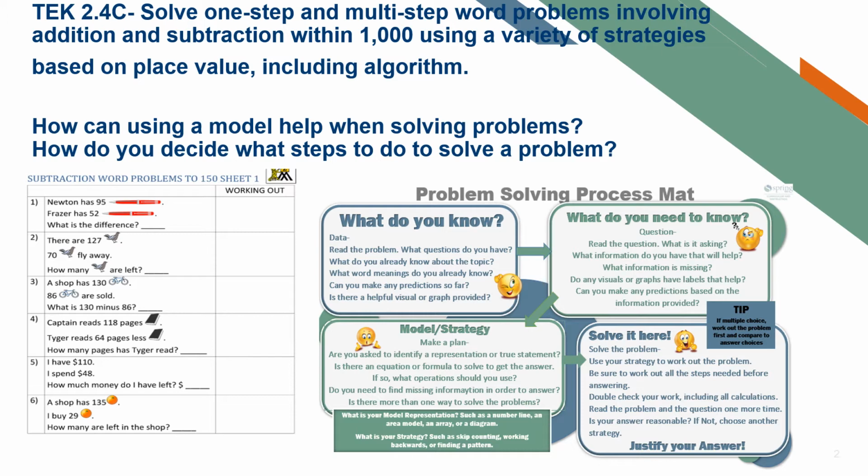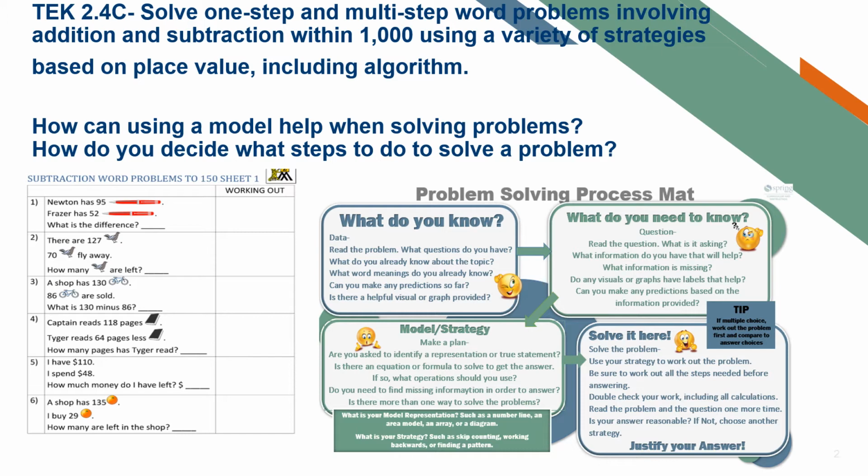Write equations to represent addition. TEK 2.4c. Solve one-step and multi-step word problems involving addition and subtraction within 1,000 using a variety of strategies based on place value, including algorithm. So I want you to remember this question: How do you write a number sentence to represent a problem? Today we're going to be working on word problems and how we're going to write number sentences or equations to represent the problem.